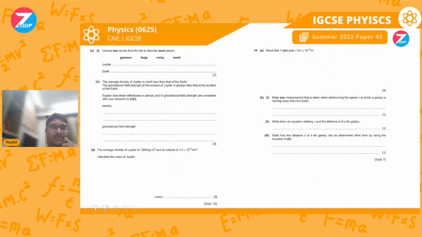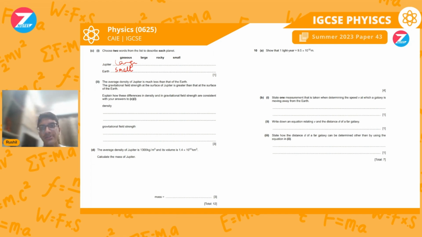Question C asks us to choose two words from the list to describe each planet. So we know that the first four planets of our solar system, we have 8 planets, are smaller than the last four planets. Earth comes in the first four, Jupiter comes in the last four. So Jupiter is large. And we know that Jupiter is much larger than the Earth. Jupiter is large, Earth is small.